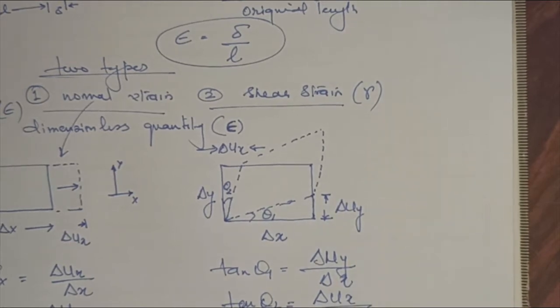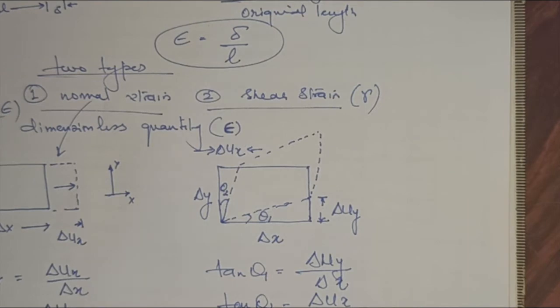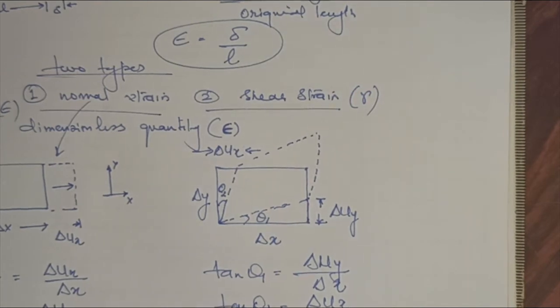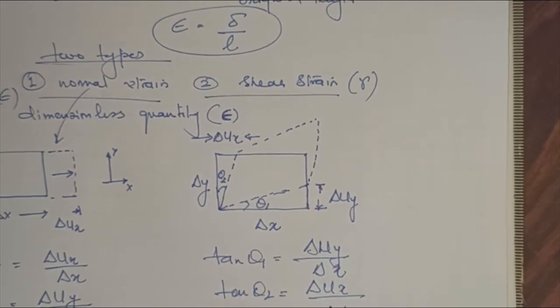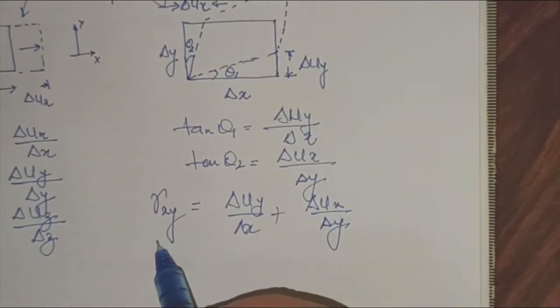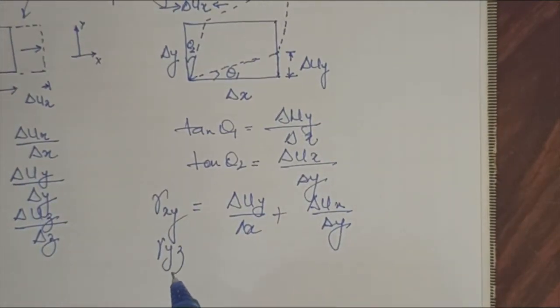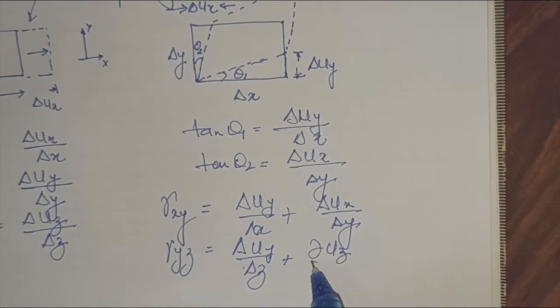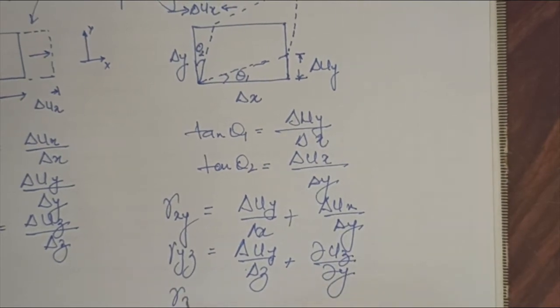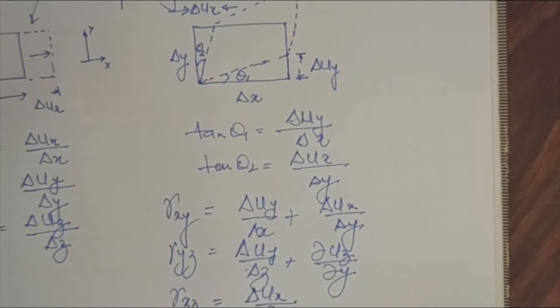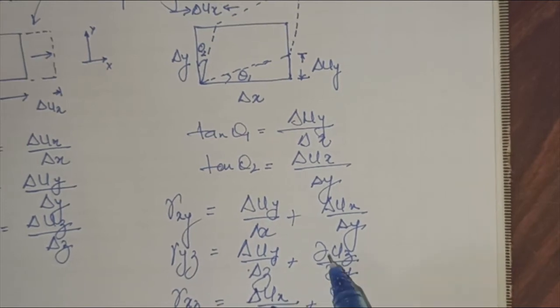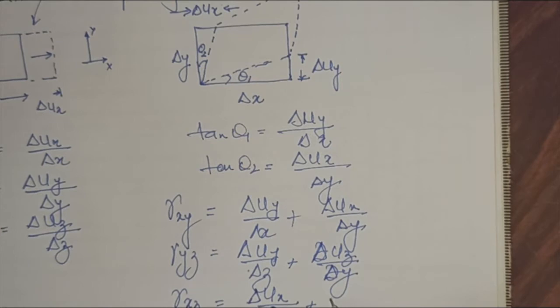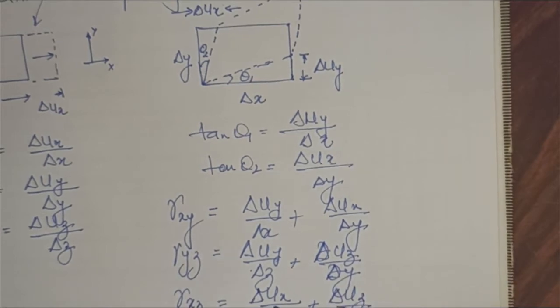Now this can be further reiterated for yz and zx, both of them. So this comes in a similar fashion. The other equations will be there. For gamma yz, it will be delta uy by delta z plus delta uz by delta y. Similarly, gamma xz will be delta ux by delta z. Sorry, this is delta ux by delta z plus delta uz by delta x.